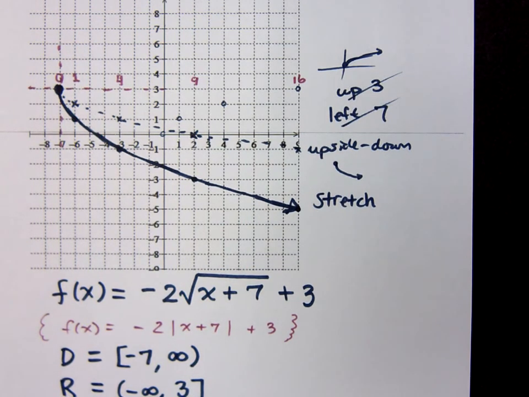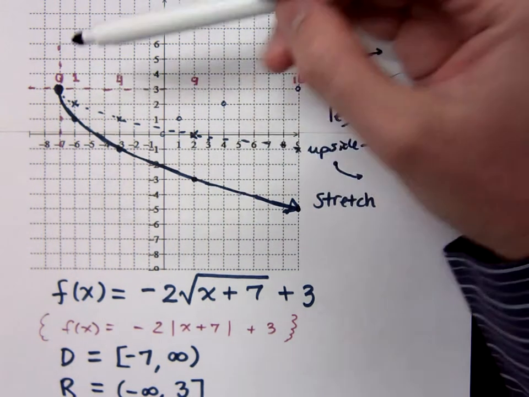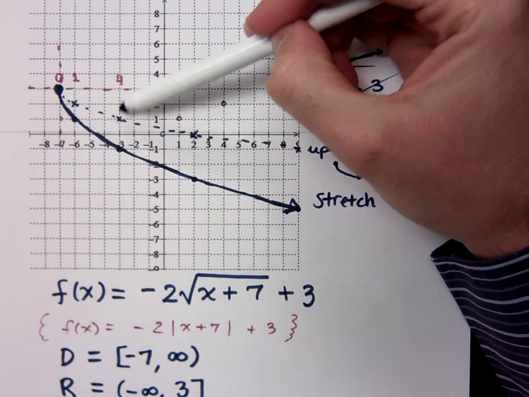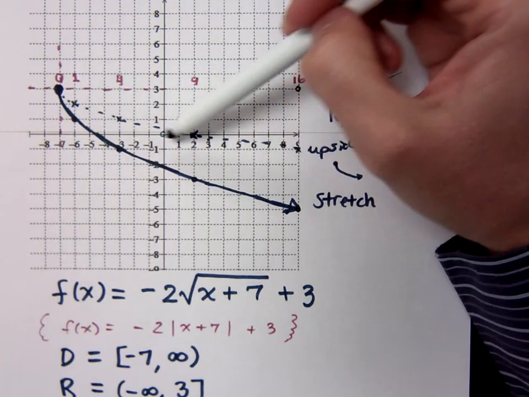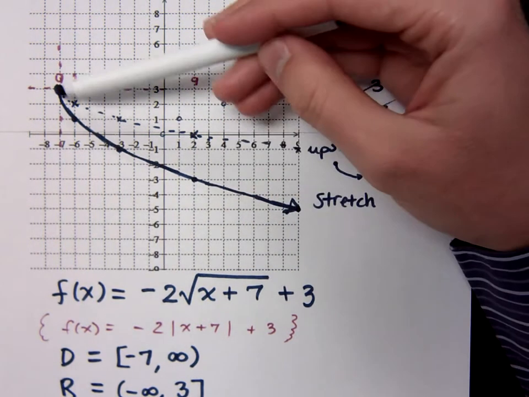What questions do you have about that guy? Is this any different from the graphs we had before? No, the only thing that's different here is a different set of key points that you need to know and have memorized. That way you're not having to figure all this stuff out and do a t-table every time. I know my key points. The square root of 1 is 1, the square root of 4 is 2, the square root of 9 is 3, and so on. So these guys were below because of the negative, and then I stretched them by the factor of 2.